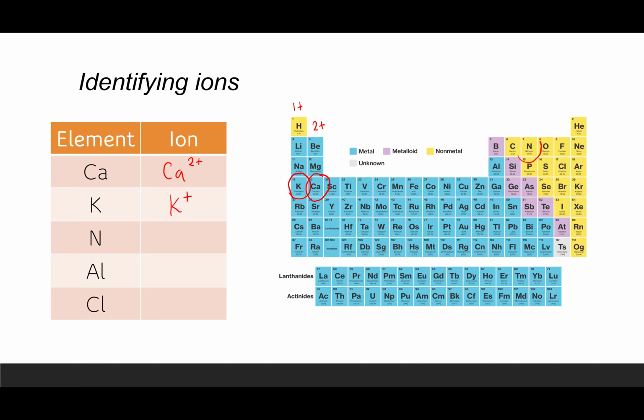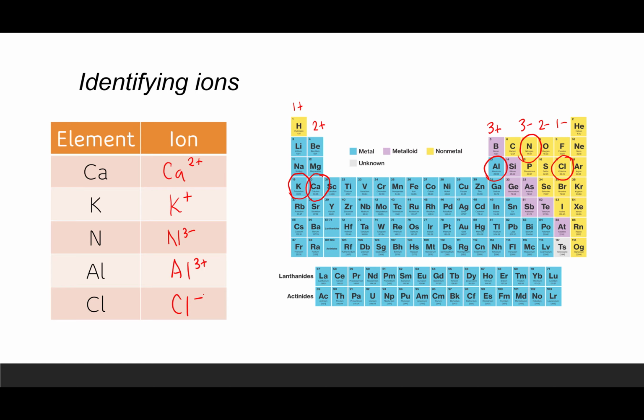For nitrogen, okay, based on its position here, I know this is 1 minus, 2 minus, and 3 minus. So my nitrogen is going to have a 3 minus charge. Whereas aluminum, based on its position, is going to be 3 plus. And finally, chlorine is going to have a 1 minus charge.